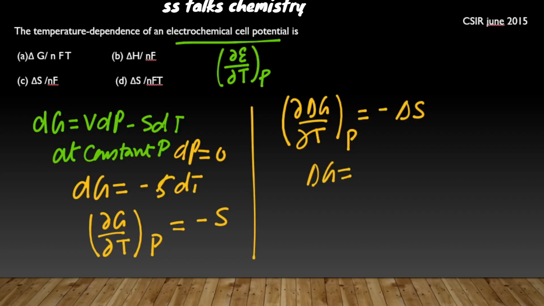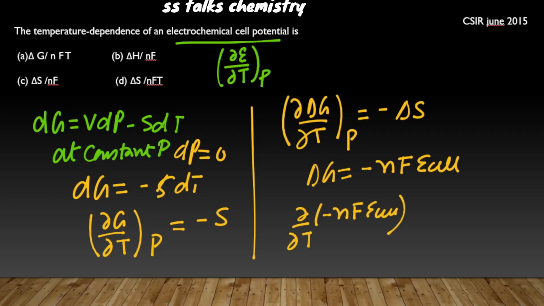delta G is minus nF E cell, because we are talking about the electrochemical cell potential. So delta G can be related to that. So it will become del by del T of minus nF E cell, at constant pressure. This is equal to minus delta S of it.